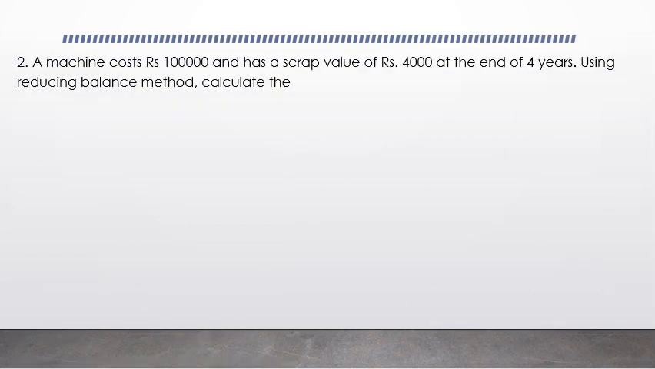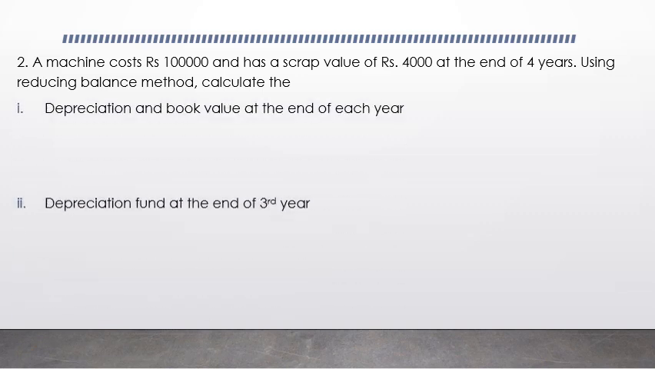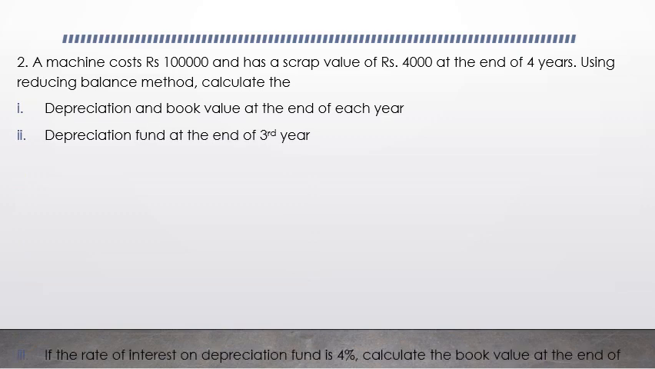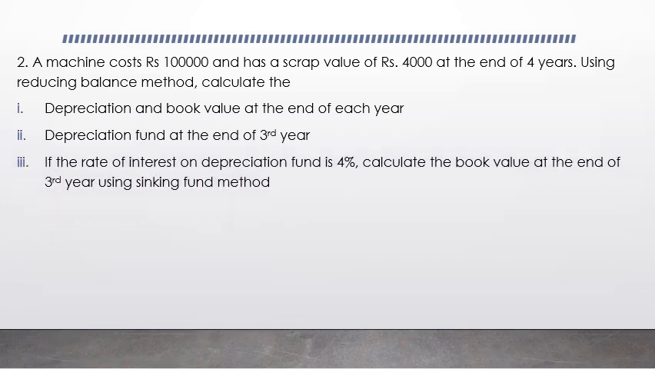Let us go to the second problem. A machine costs 1 lakh rupees and has a scrap value of 4,000 at the end of 4 years. Using the reducing balance method, calculate the depreciation and book value at the end of each year, the depreciation fund at the end of third year, and if the rate of interest on depreciation fund is 4%, calculate the book value at the end of third year using the sinking fund method.